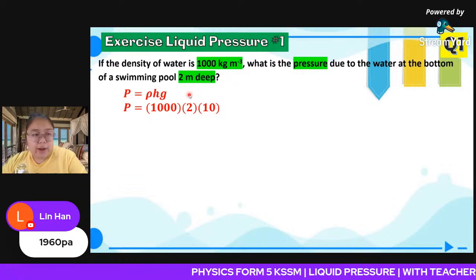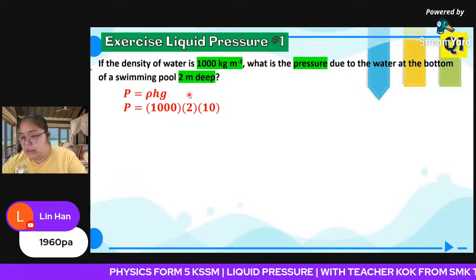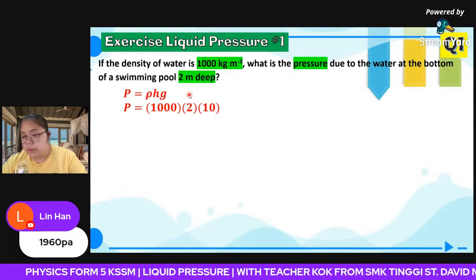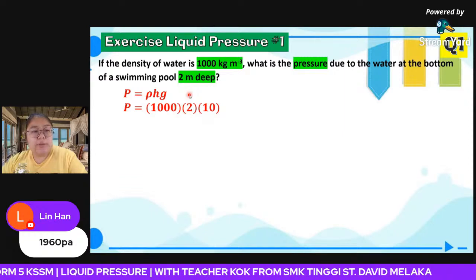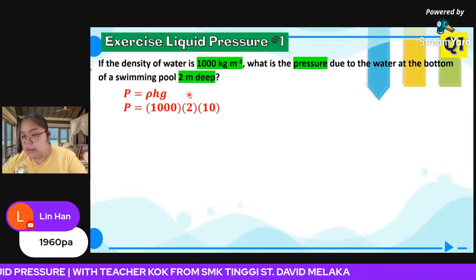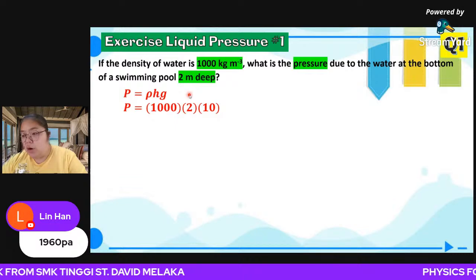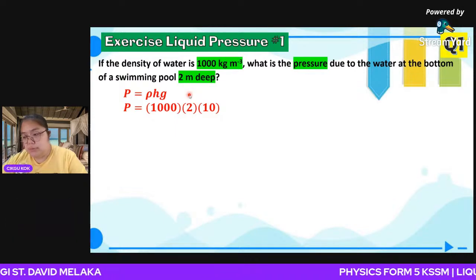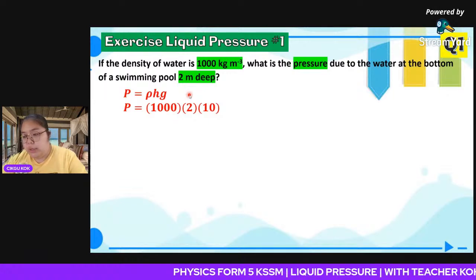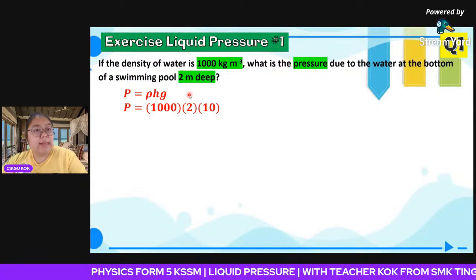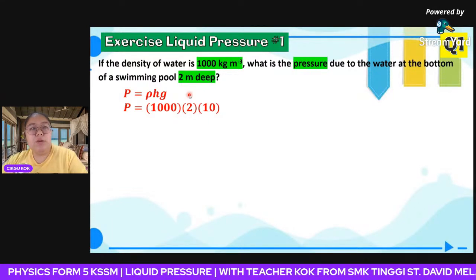Jessica, we need to find pressure, not density. Okay, so Jessica, you help me to change your unit. Yeah, Ling Han, we're using 10. The question never mentioned it, so we're using 10.